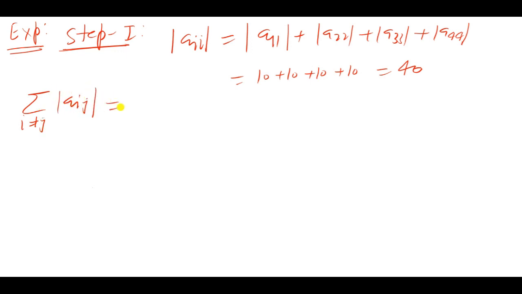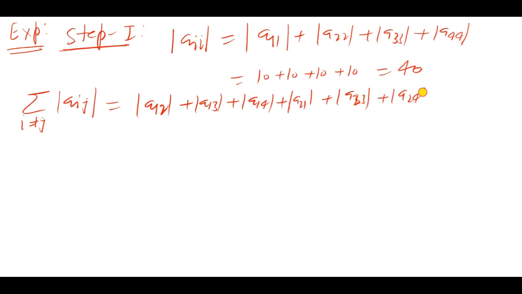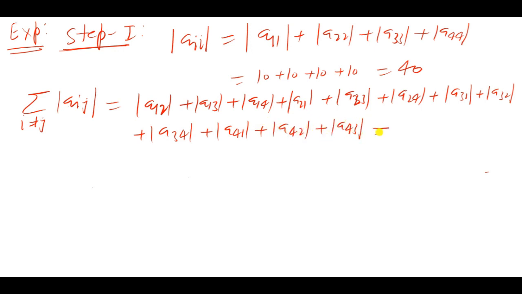So this we compute directly, and this value is equal to 16, because the sum of |aij|, we can write in this way: |a12|, |a13|, |a14|, |a21|, |a23|, |a24|, |a31|, |a32|, |a34|, |a41|, |a42|, |a43|. Substitute all the values and add these, then this is equal to 16.